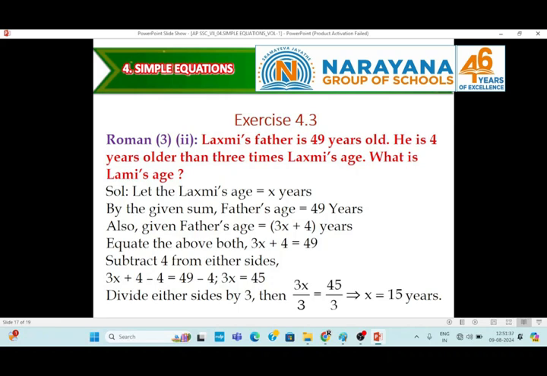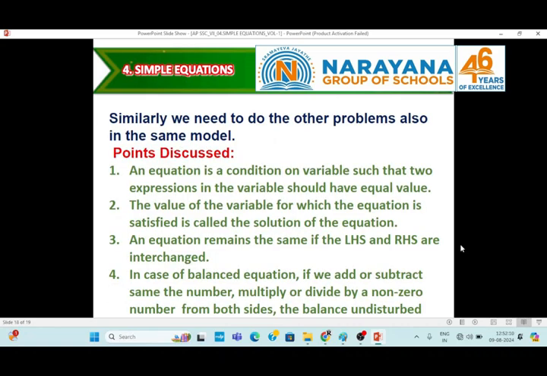So in LHS of the obtained equation, here 4 is added to 3x. So subtract 4 from either side, so that plus 4 minus 4 gets cancelled. So 3x is equal to 49 minus 4. The result becomes 45. As 3x means 3 is multiplying with x, divide either side by 3. Then 3 gets cancelled. So x is equal to 45 divided by 3, which is 15. So x is equal to 15 years. So Lakshmi's age is 15 years. Similarly, we need to do the other problems also in the same way.